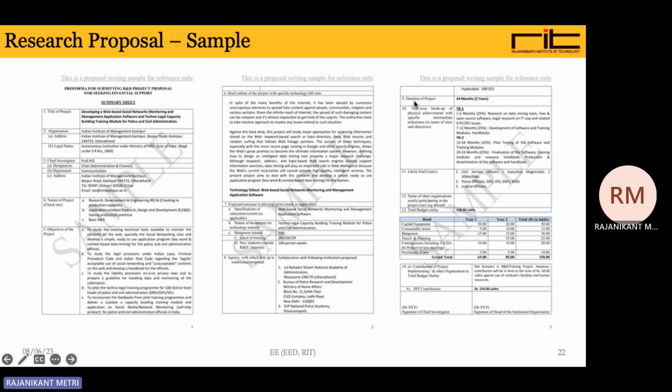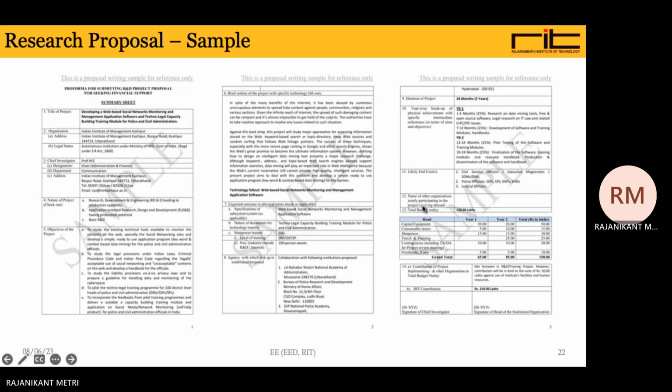Then the duration of the project: how much duration you want for the proposed project, in months or in years, you can put, and the year-wise breakup of achievements or budget you can specify here. Then likely end users: who are the end users of the project, or to whom it is beneficial, you can mention.